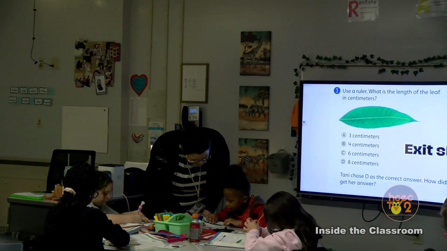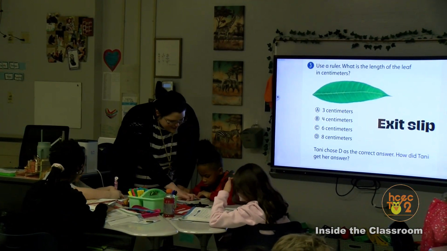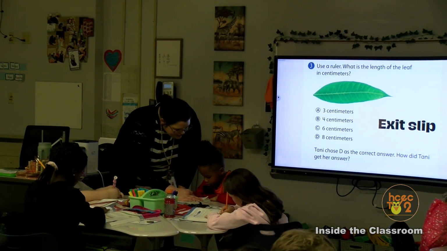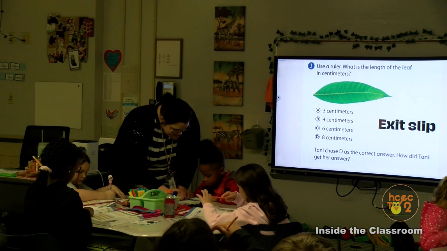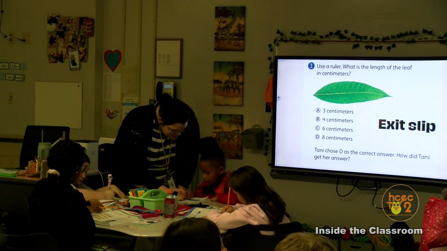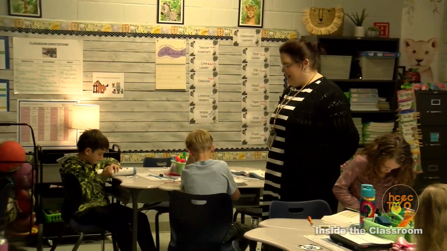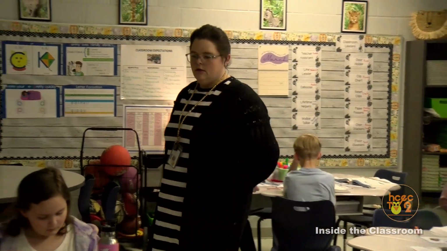I agree that it was 8. Ooh, okay. So when you pick that one and it says that she chose it, you can say, I agree with her because I started at 0 and the end showed me that it was 8. There you go. Very nice, Aiden. Love how Aiden double checked to make sure he was on the correct side of his ruler.